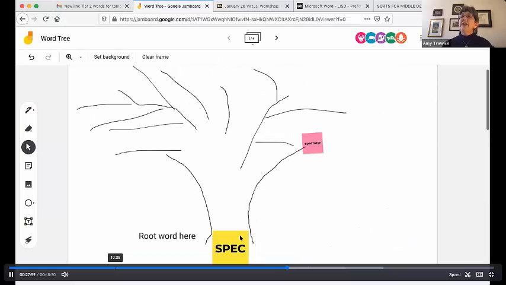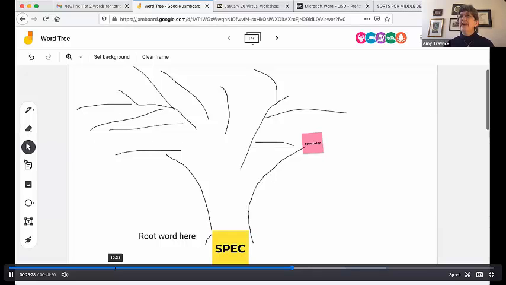Okay, so what you do with this is called a word tree. The idea is that you put a root word in the root section of the tree, and you're going to help students see all the branches, all the growth from just one little root. So today's root is spec. And I would like you to think of any word you can think of that has the word spec.